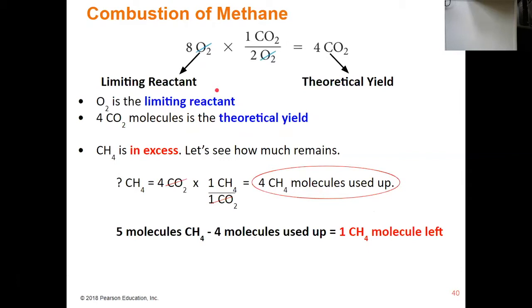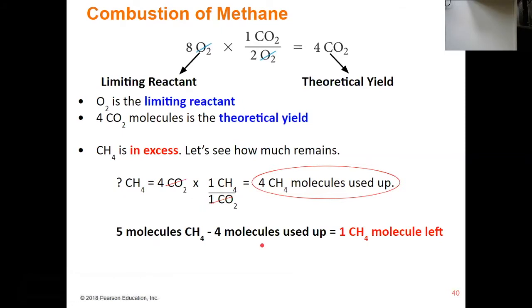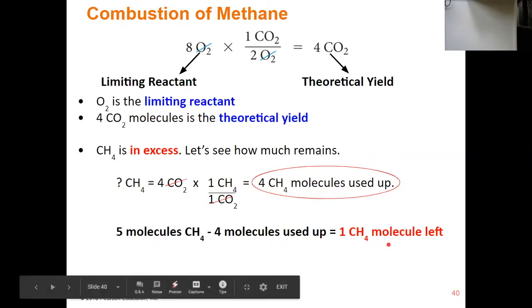And now I have to see how much of it remains. So I will take my theoretical yield value of 4 CO2 molecules, and I will start my calculation there. Then I'm going to look at my balanced equation to relate carbon dioxide back to methane, and it turns out that 4 methane molecules were used up. Once I know how many molecules were used up, I can do my subtraction. My starting amount minus the amount that I used up will give me the amount left over. I have 1 methane molecule left.